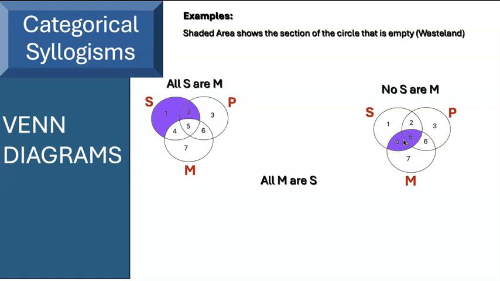Another one, all M are S. So all members of the M circle are members of the S circle. That means if you're in the M circle, you're in the overlapping section where it overlaps with S, which means that there's nobody in this other section. Right, so this other section is empty, because if you're in the M circle, you're in the section where it overlaps with S.